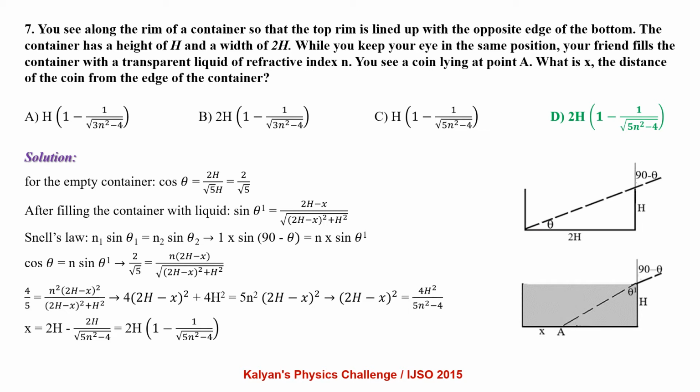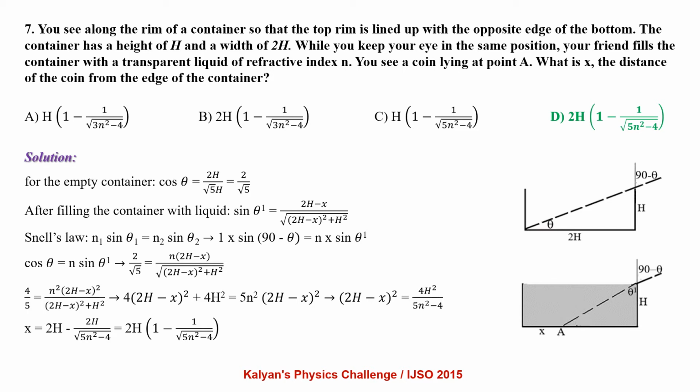For the empty container, see the diagram, cos theta equal to 2h by root 5h, which is 2 by root 5. After filling the container with the liquid, sin theta dash equal to 2h minus x by root of 2h minus x whole square plus h square. As the position of the eye is not changed, the angle of incidence in both cases remains same as 90 minus theta. Applying Snell's law, n1 sin theta 1 equal to n2 sin theta 2, that is 1 into sin 90 minus theta equal to n into sin theta dash.